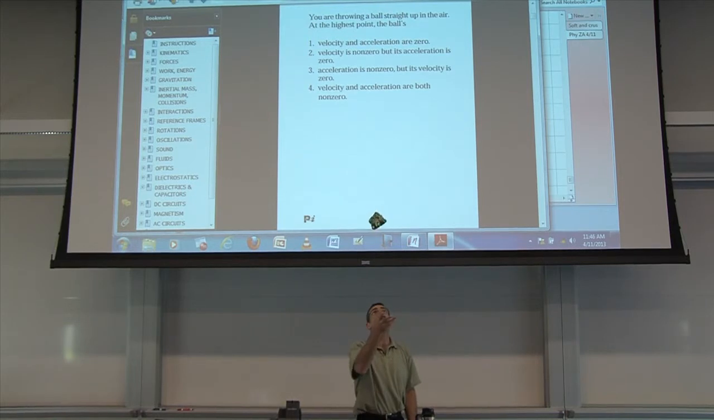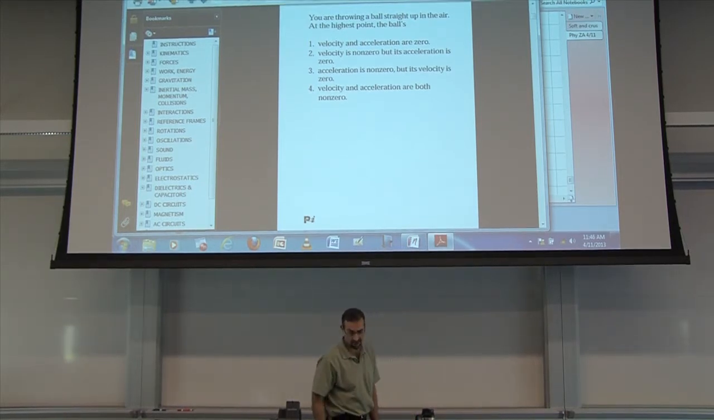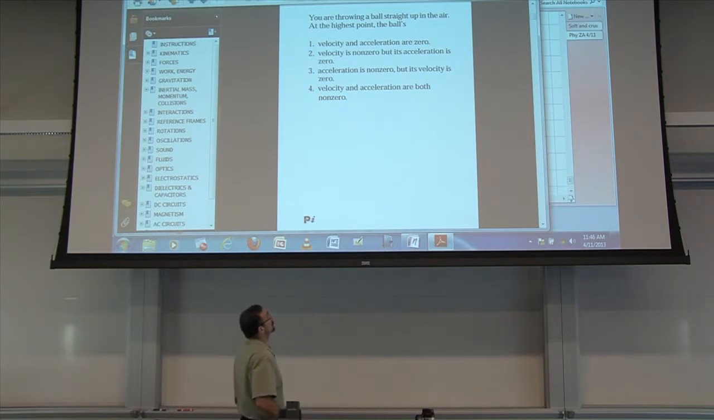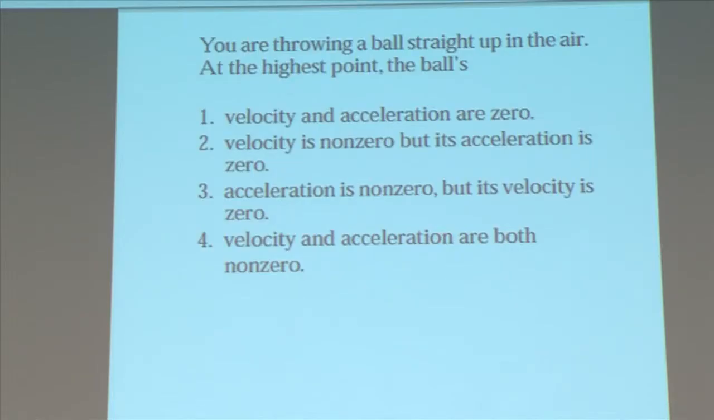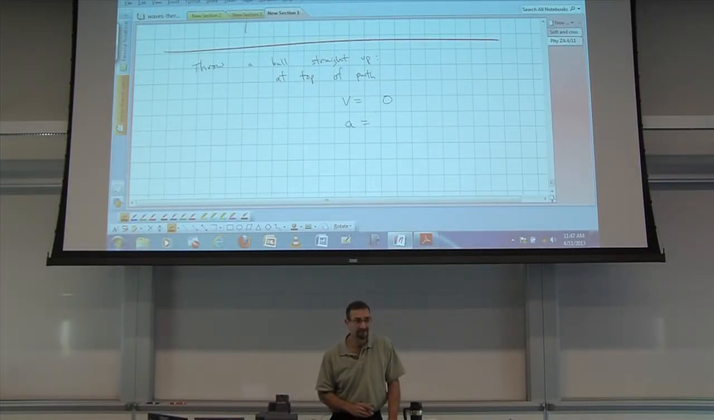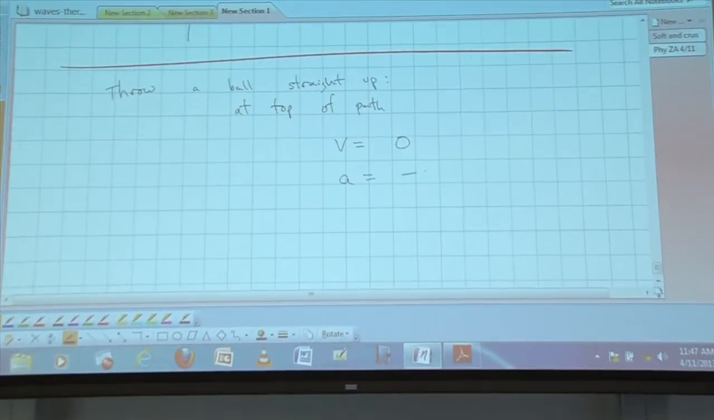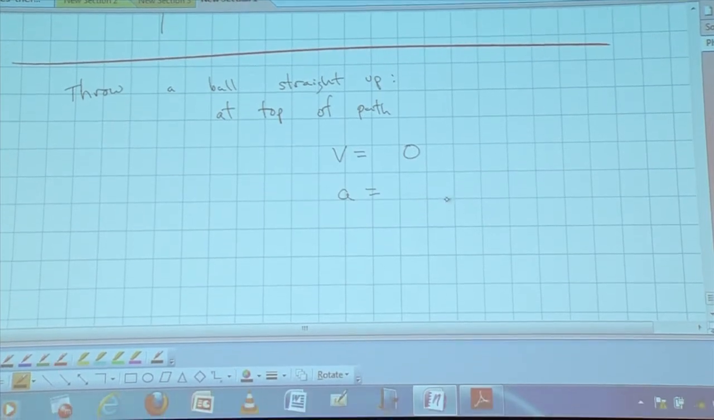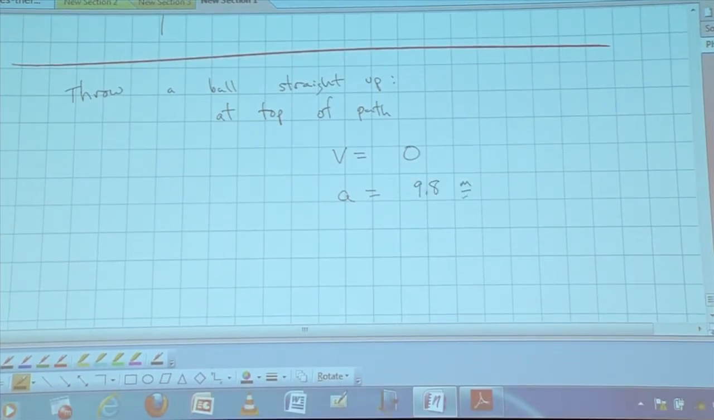This one. You throw a ball straight up in the air. At the highest point, what happens to the velocity and the acceleration? Oh, we just did this one. You said it was not 0. That's true. What's the acceleration? I'll do it this way. It's very tempting to say the acceleration is 0 there.